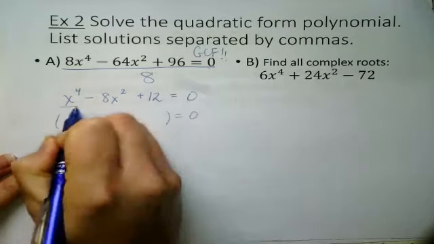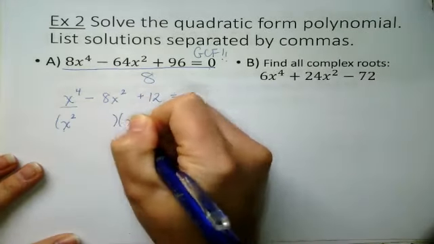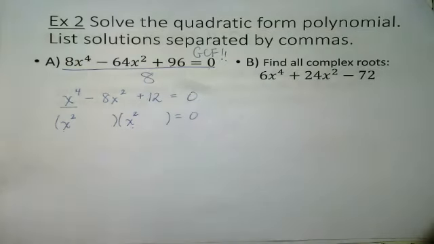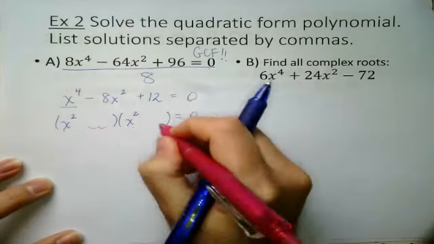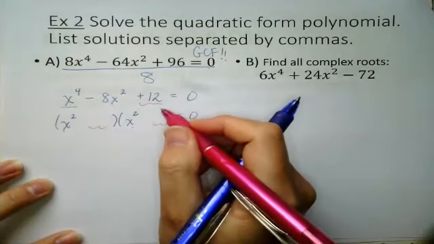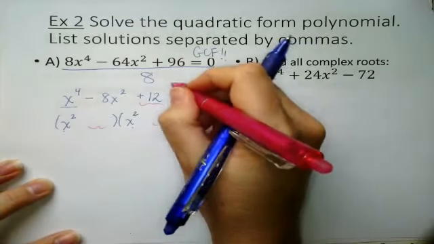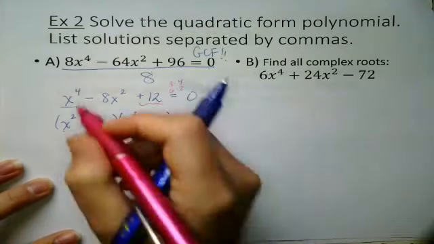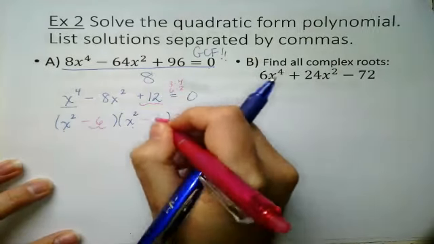What times what is x to the fourth? Oh, x squared times x squared. And then last times last has to be positive 12. What times what is positive 12? 3 and 4, 6 and 2, negative 6 and negative 2.